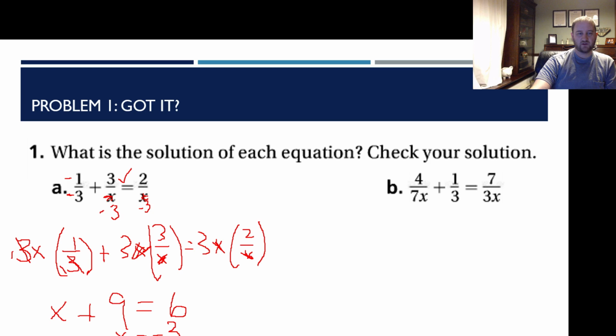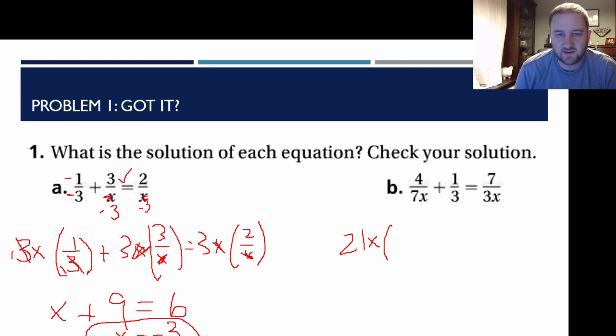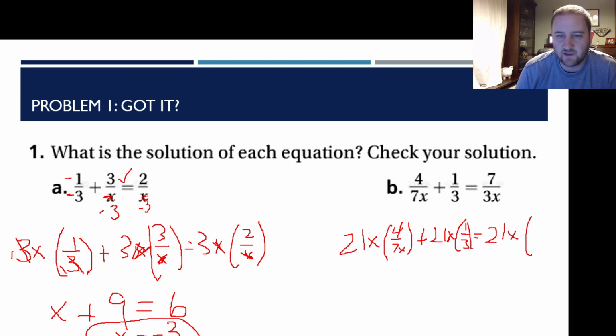Over here we've got 7x, 3, and 3x. The least common multiple of 7 and 3 is 21. And then we're going to do 21x. Okay, so 21x times 4 over 7x plus 21x times 1/3 equals 21x times 7 over 3x.